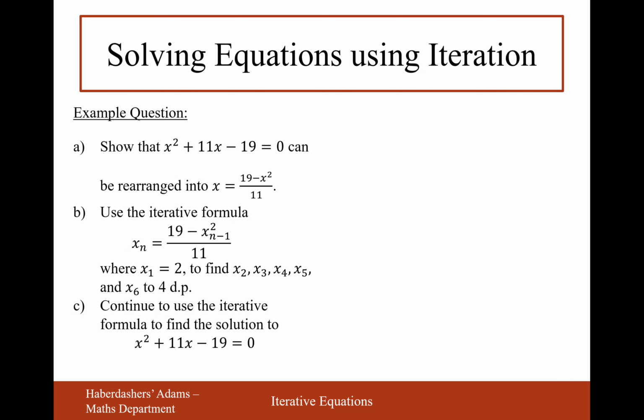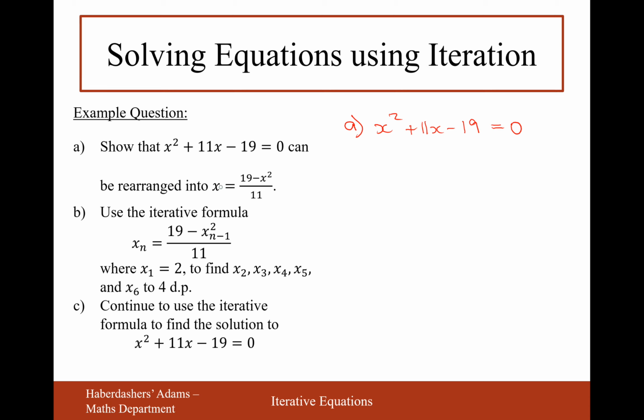Alright, let's have a go at another one. So yeah, feel free to pause the video and give this one a try before we go through it on the video, just to get some practice in. And hopefully you will now know to do a rearrange for part A. So let's start with x squared plus 11x minus 19 equals 0.